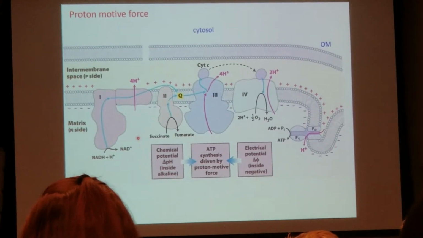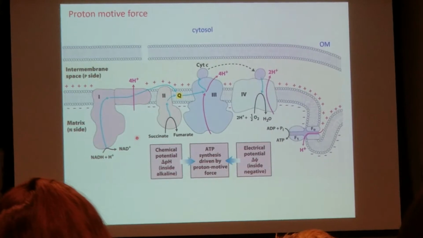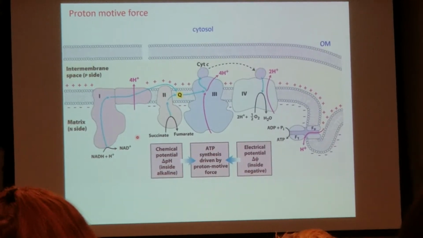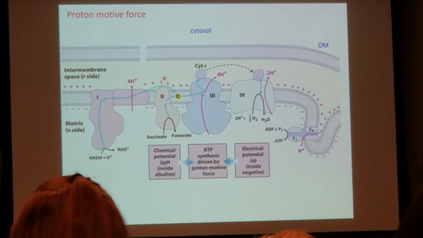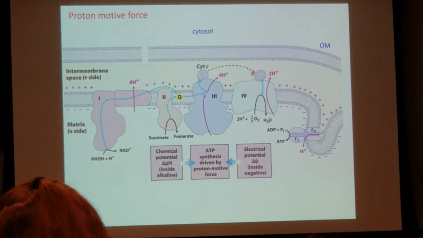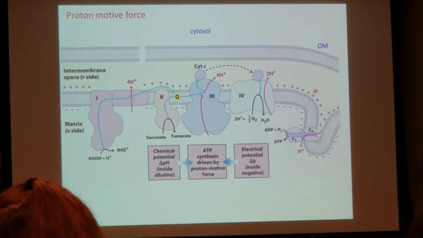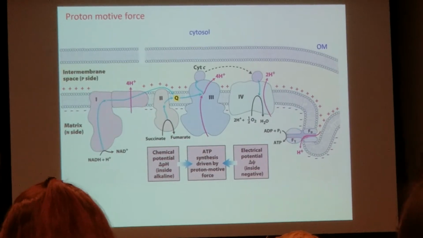Protons, being charged, can't cross the membrane unless there's some type of protein to help. So these protons, being at a high concentration, and hence a low pH, apparently can only get back by going through this machine here, which is the ATP synthase.